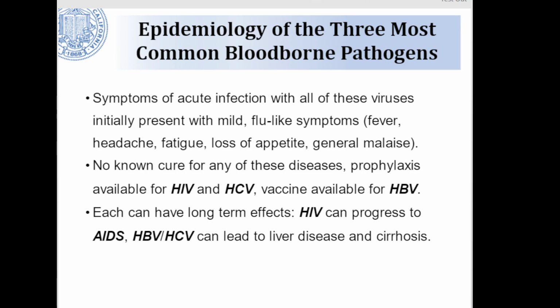Symptoms of acute infection with all of these viruses initially present with mild flu-like symptoms: fever, headache, fatigue, loss of appetite, and general malaise. No known cure for any of these diseases. Prophylactics available for HIV and HCV, vaccines available for HBV. Each can have long-term effects. HIV can progress to AIDS. HBV/HCV can lead to liver disease and cirrhosis.